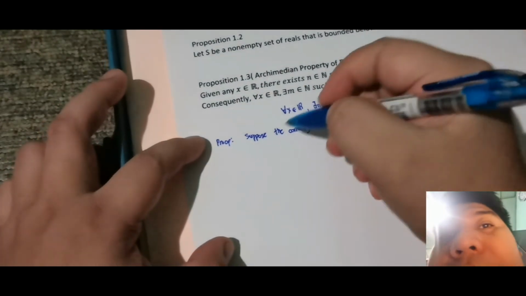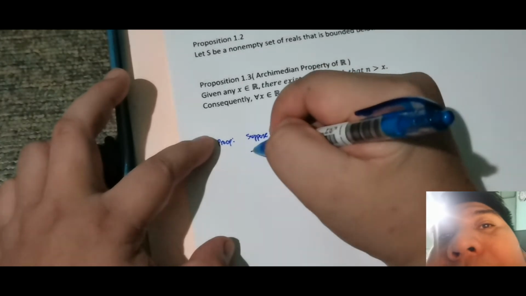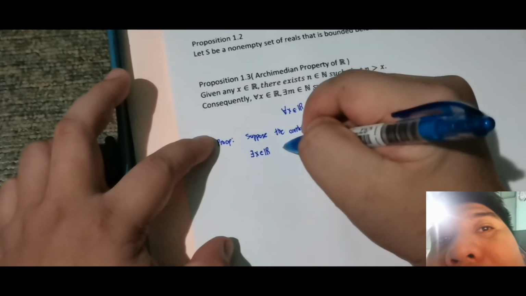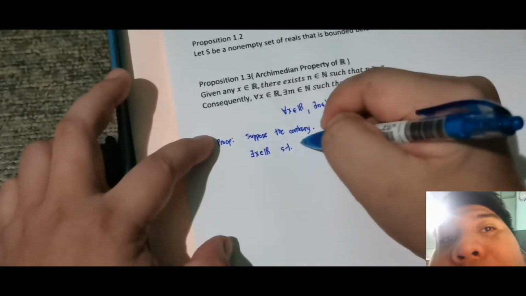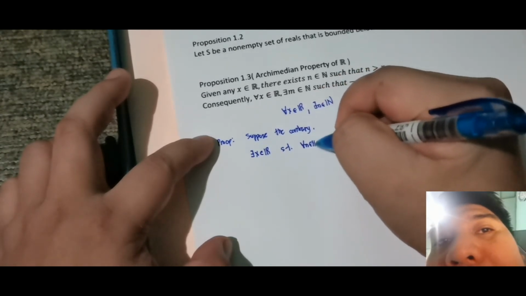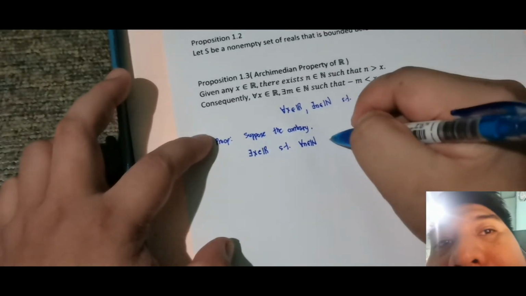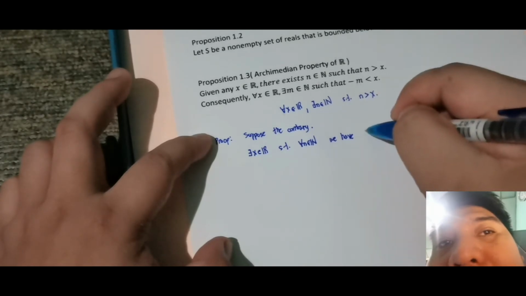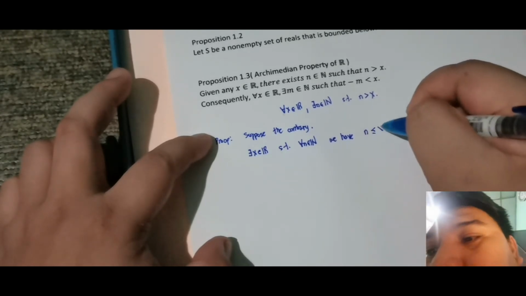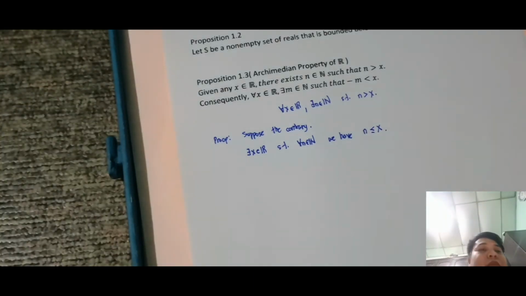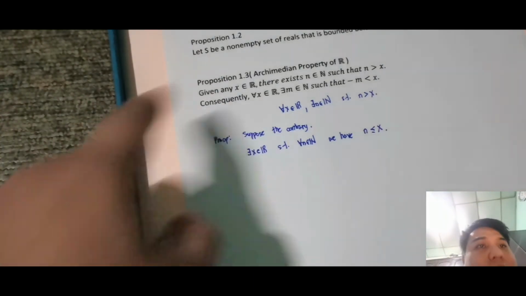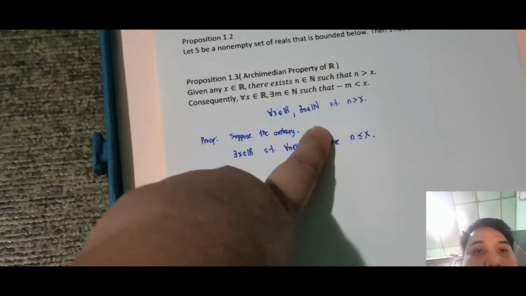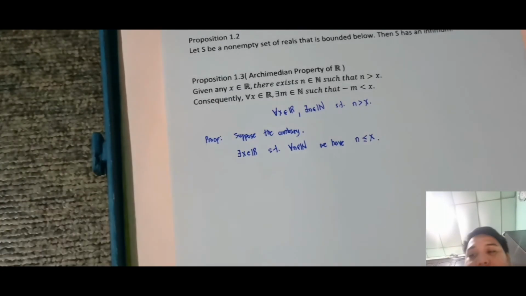Okay, suppose the contrary, there exists x, an element of the real numbers, such that for all n, an element of the natural numbers, we have n is less than or equal to x. Wait, suppose the contrary, I negate it: for all x becomes for some, and for some becomes for all. Then we have n greater than x instead of n less than or equal to x.